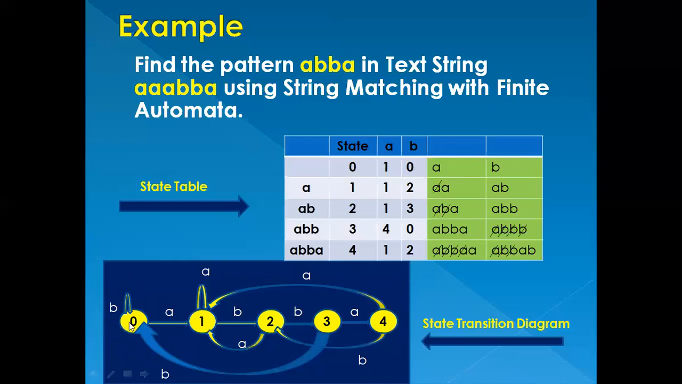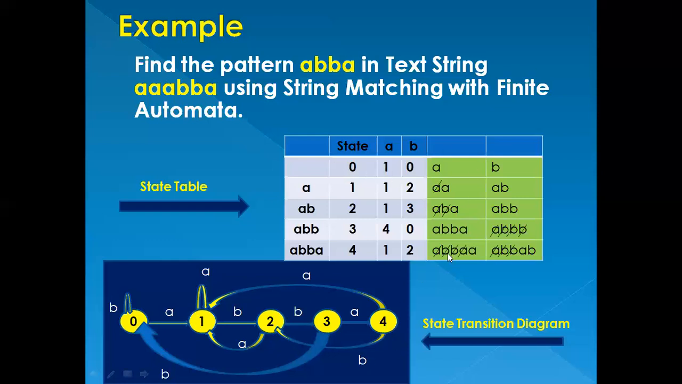0 on B remains in the same state, which is 0. 1 on A is 1 itself. 1 on B is 2. 2 on A is 1. 2 on B is 3. 3 on A is 4. And 3 on B is 0. 4 on A is 1 and 4 on B is 2.